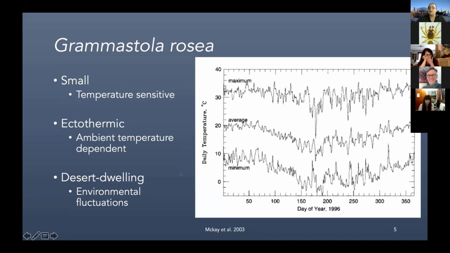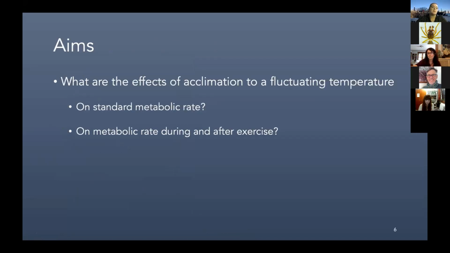So that's a huge range in temperature that they're having to deal with. Because they are fairly small for an organism, they're very temperature sensitive, and they're ectothermic, so they're ambient temperature dependent mostly, besides behavioral thermoregulation. And yeah, so there's a lot of environmental fluctuations there. So the aim of this study was, what are the effects of acclimation to a fluctuating temperature, which is what they normally see in their environment? And we wanted to look at standard metabolic rate, which is a resting metabolic rate at a specific temperature, and then also during and after exercise.